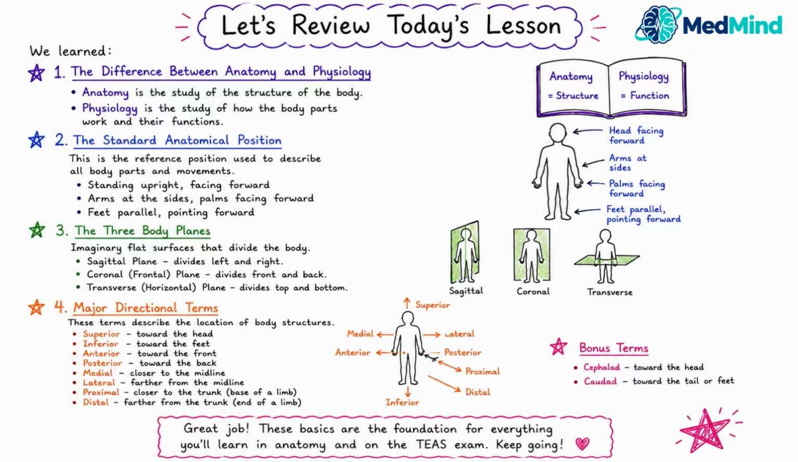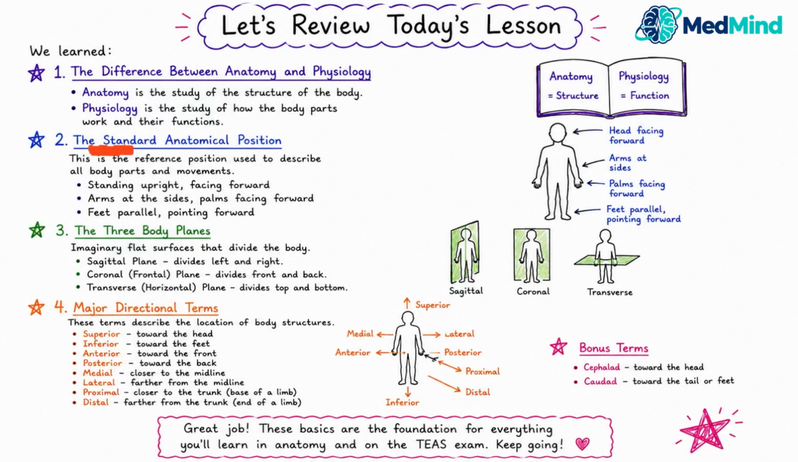Let's quickly review everything we have learned in today's lesson. First, we learned the difference between anatomy and physiology. Remember, anatomy is the study of the body's structure, what body parts are, where they are located, and how they are organized. And physiology is the study of how these body parts work and perform their functions. A simple way to remember this is anatomy equals structure and physiology equals function.